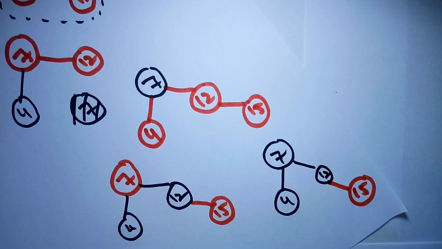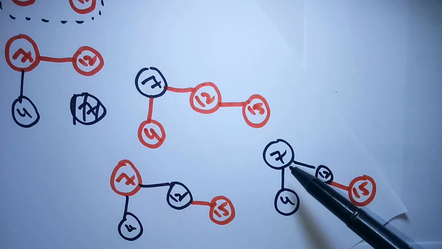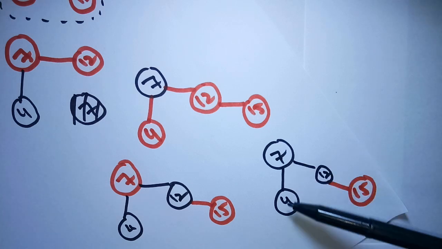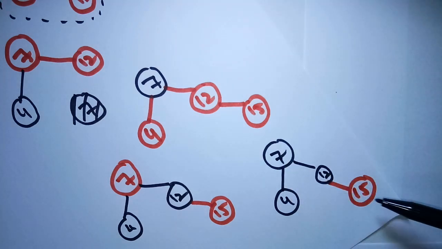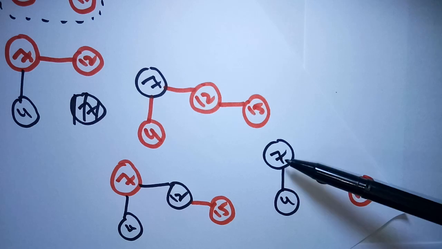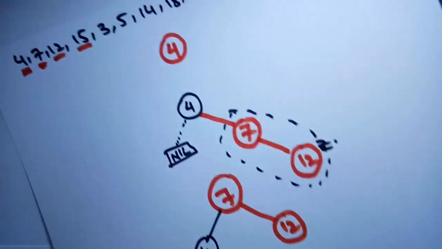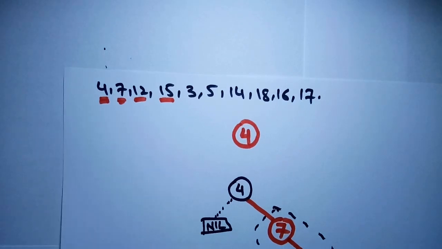Now check the properties. Root is black, okay. Leaf nodes are black, okay. All the black nodes from root to descendants are of the same number. So this is 2, this is 2, everything is fine. So this is the red black tree. Now let's insert one more element, the next element, that is 3.